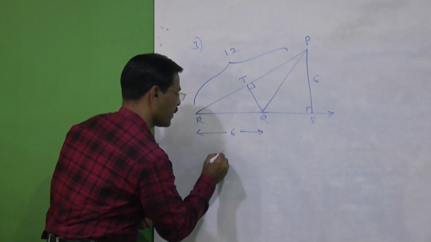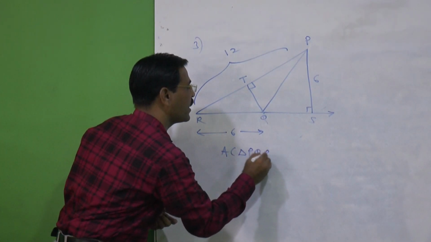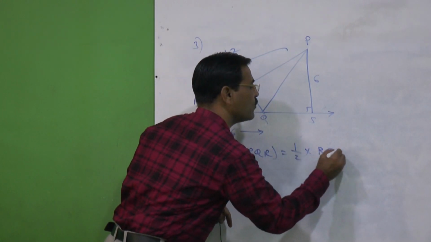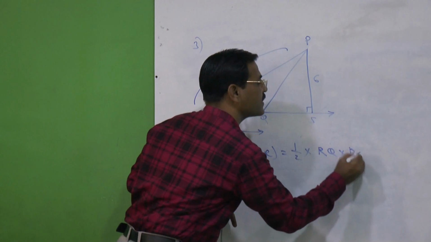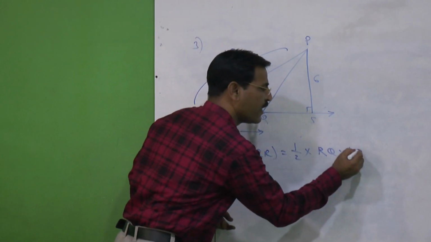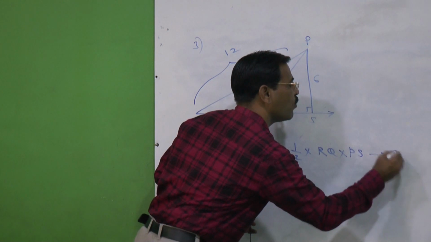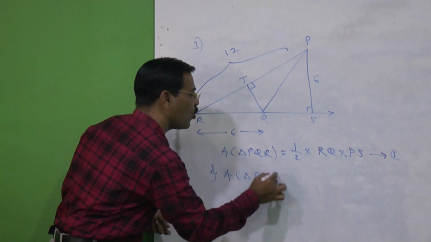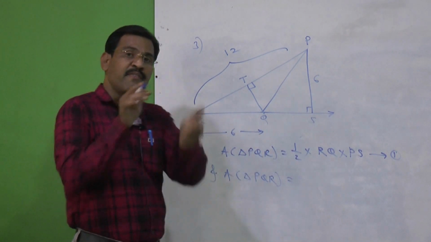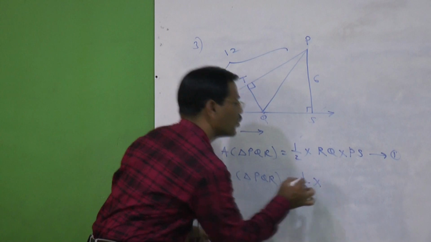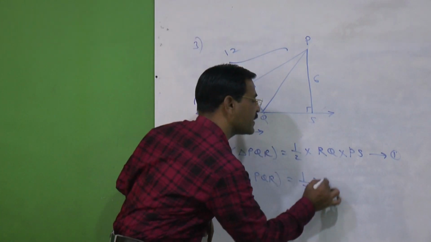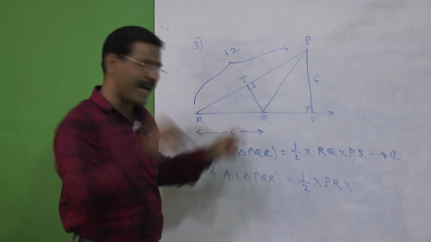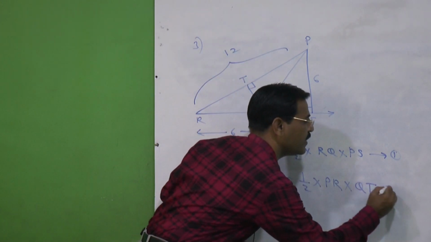Okay, see first. Area of triangle PQR. We know it is half into base. I'll write here the base is RQ, and for height I take here PS. This is just the formula. Okay, this we'll take as equation number 1. And the same triangle, area of triangle PQR only, but in a different way. So I'll take half into base. I'll take PR as the base. If we take PR as the base, then this QT will be its height. So I'll take QT as the height.